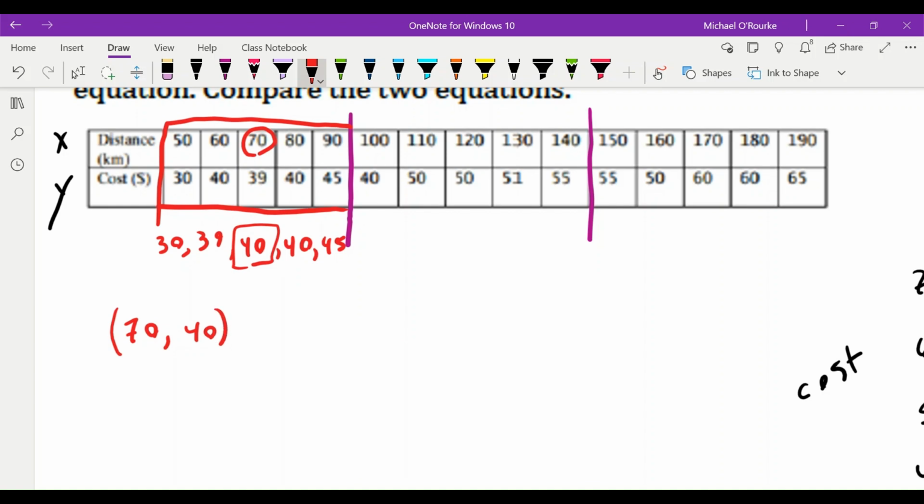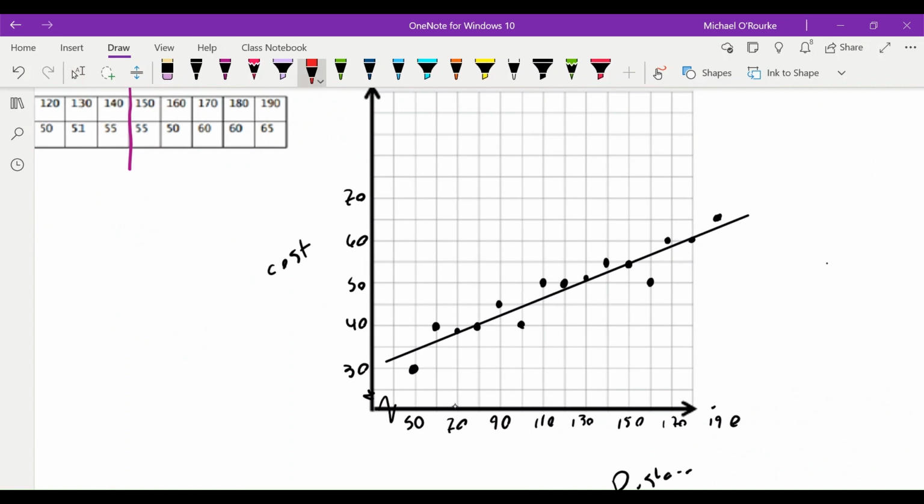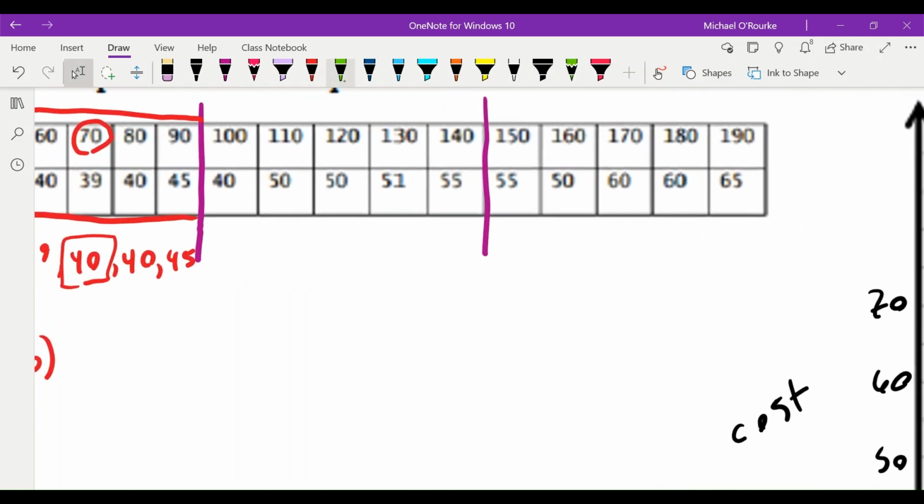So what I'm going to do with that point is chart that point on our graph, 70 and 40. So that's my first point of my median line.